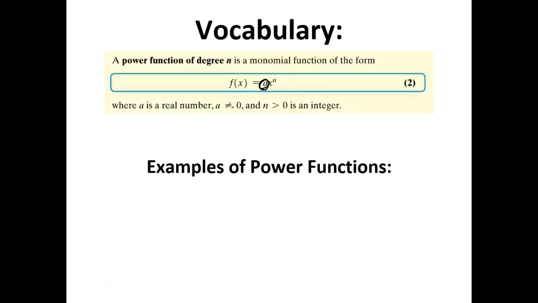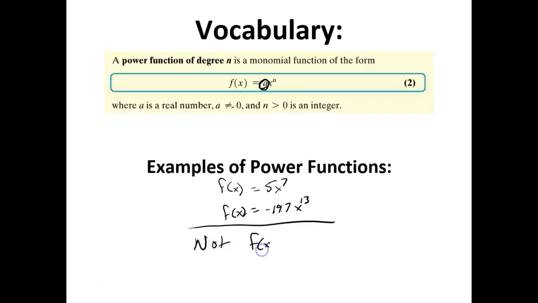So some examples of power functions. Something like f of x is equal to 5x to the 7th, that's a power function. Something like f of x is equal to negative 19.7x to the 13th, that's a power function. Something that is not a power function would be f of x is equal to, I don't know, 3x plus 7. So this right here would not be a power function. Power functions only have one term.